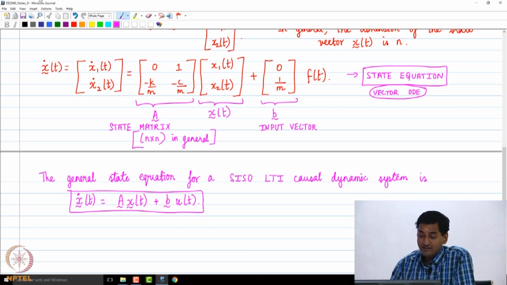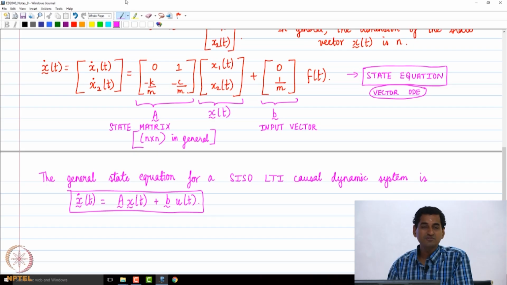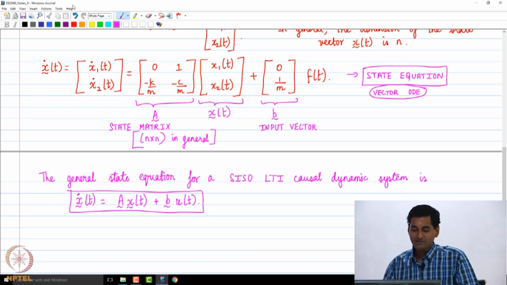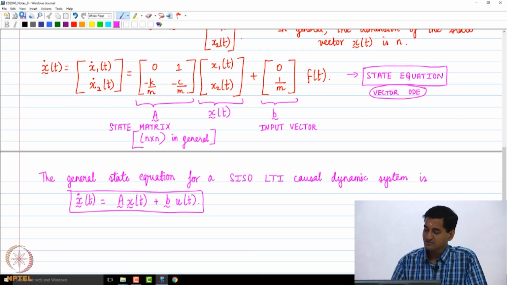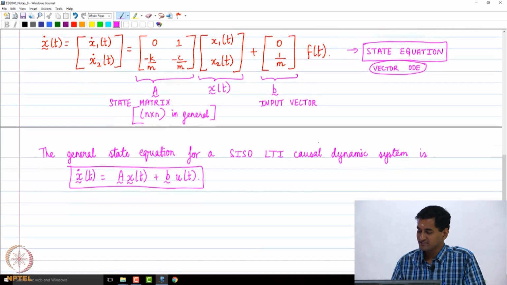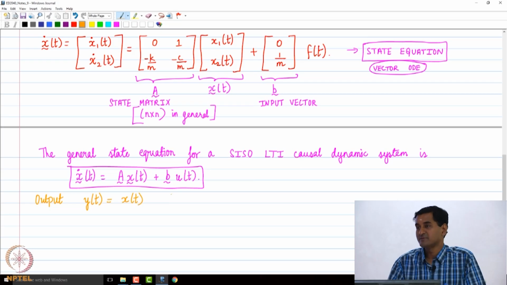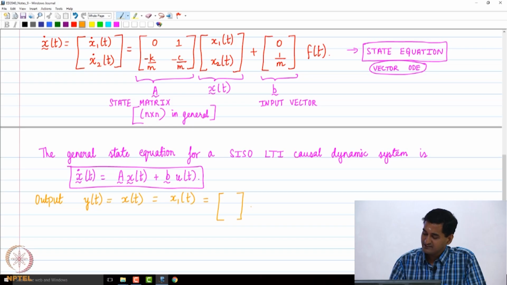But we are not done yet, right, because ultimately, our visualization of a system or a plant is an entity to which we give an input and we get an output, right. We have not even looked at the output yet, right. So, this is the state equation, this is only the first equation in the state space representation. Now, what is our output in this case? Let us say we call the output y of t. For our example, the output is a displacement x, right. So, what is x in terms of the state variable? It is x1, correct. So, how can I get x1 from the state vector?